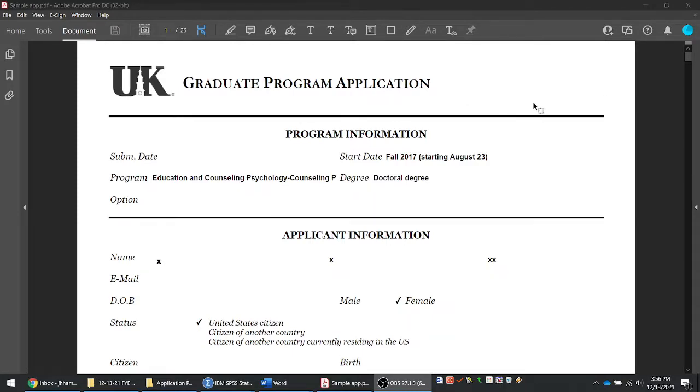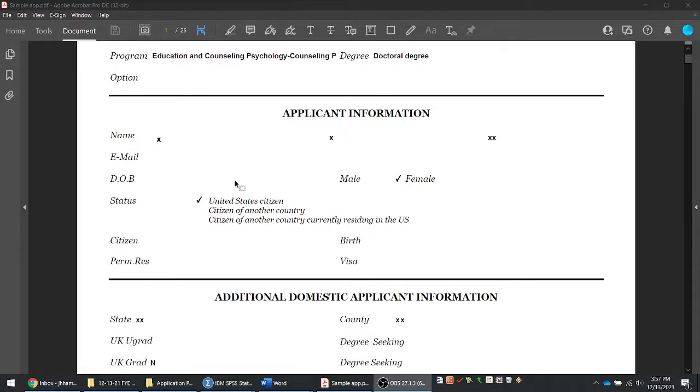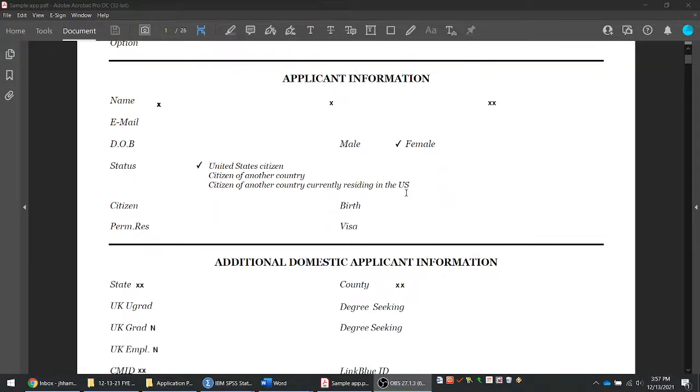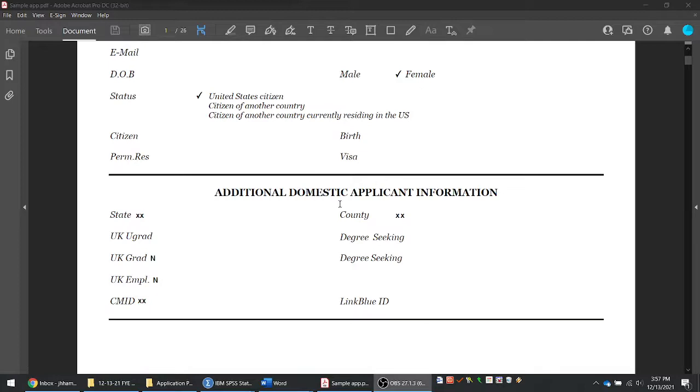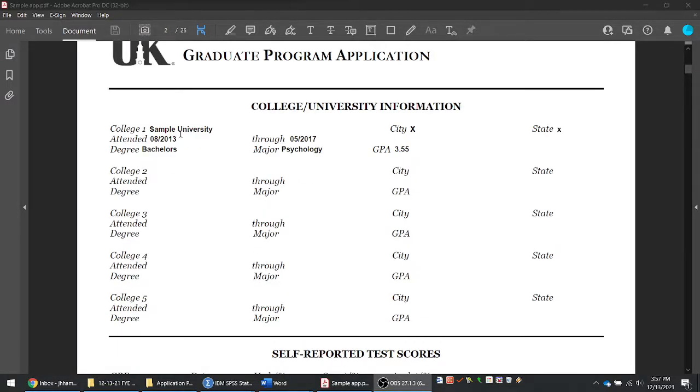This is the title page that I first see when I select a given applicant and download a PDF of their entire application from the system. Let's see what program they're applying to, what degree. I've stripped out their name and email and date of birth. Demographics listed here. More demographics here for domestic applicants. And then what their prior institutions were, what degrees they got, what major they got, and GPA.